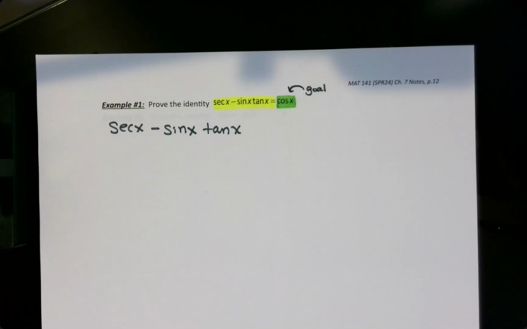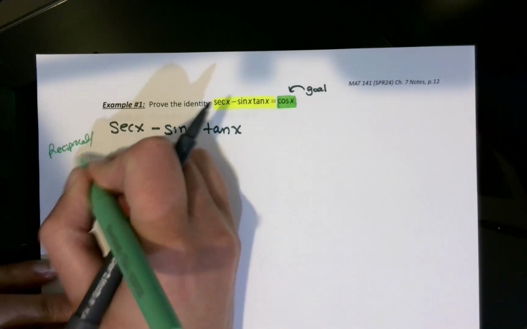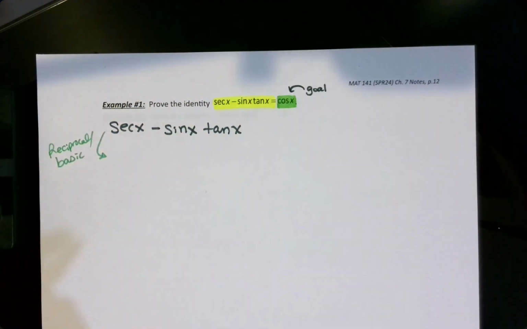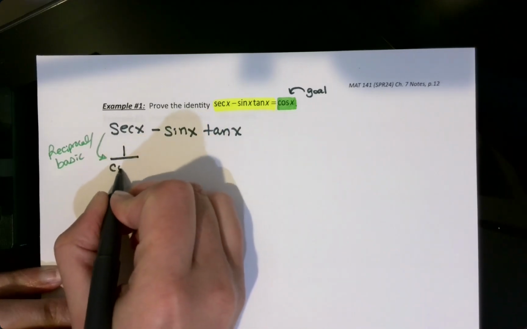Okay. Well, one thing that I can think to do is starting with the reciprocal and basic identities. So I'm going to try to get this into sines and cosines, which is one of our tips from the previous page. So I'm going to make a note here that I'm going to be using reciprocal and basic identities. And I'm going to turn the secant into a 1 over cosine.